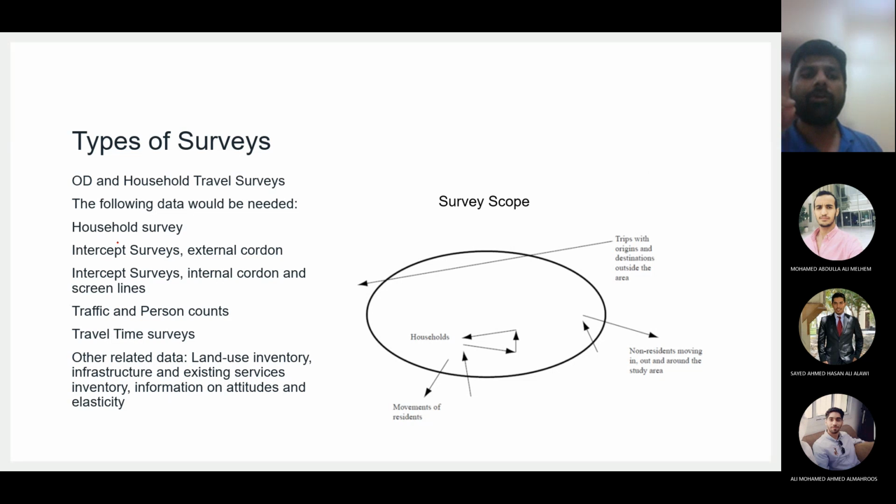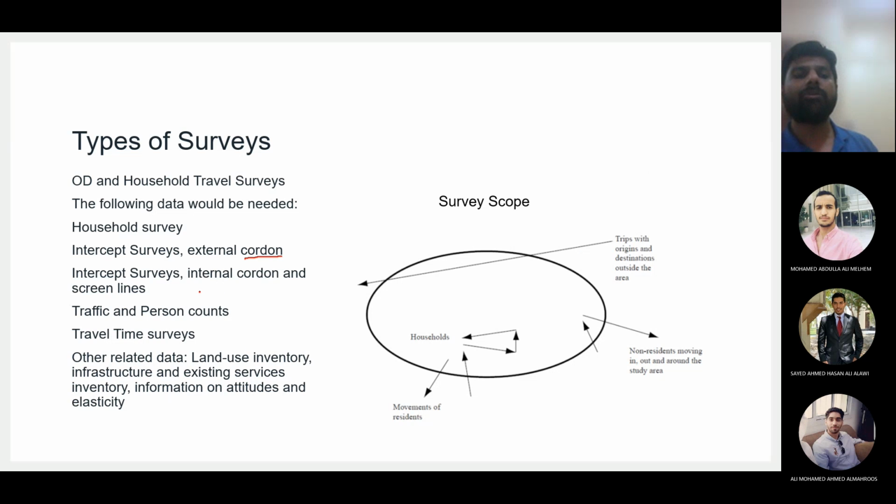You may also be required to do intercept surveys. Intercept surveys are basically done at the boundaries of the area. A boundary is known as cordon. So with the household survey, you may be required to do cordon counts as well. Intercept surveys: how many people are entering your area and how many are leaving, and who are entering, from where they're coming, and those who are leaving, to which area they are moving out.